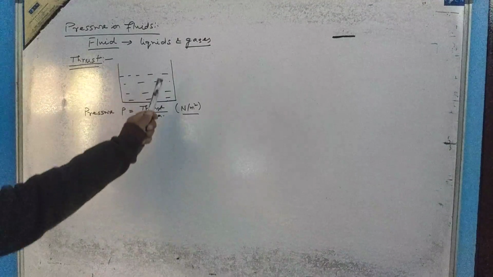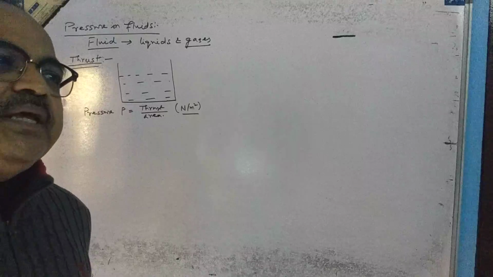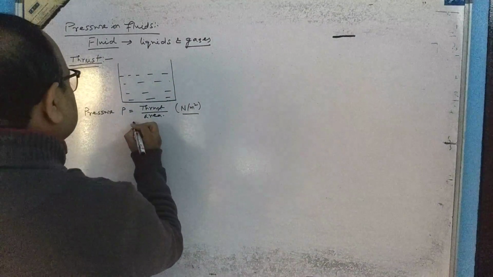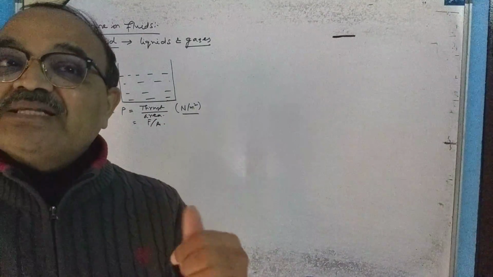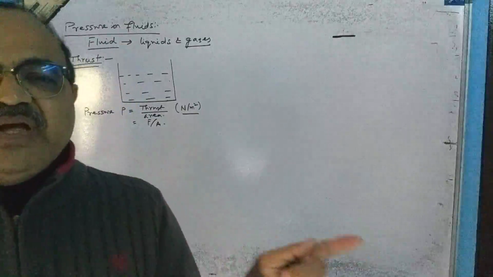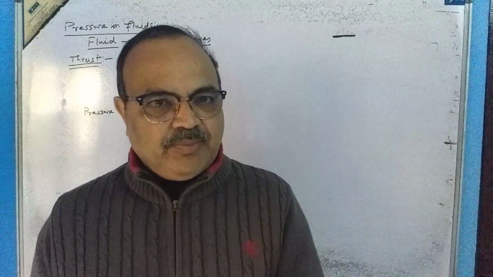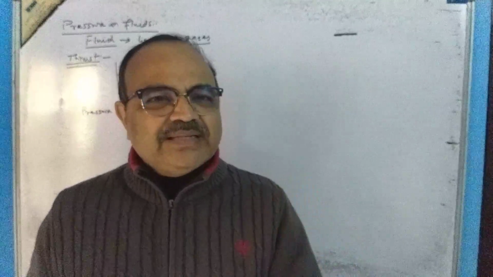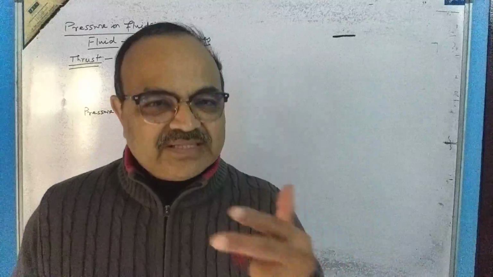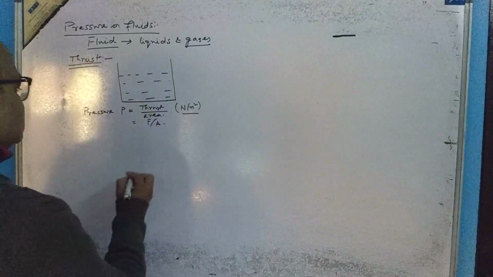Now suppose it is a still liquid. In which direction will the thrust, or the force, be acting? Thrust is a type of force, F by A. So how will the thrust be acting in a still liquid? I am talking about the still liquid. We are not considering the flow of the liquid at this moment. That will be fluid dynamics, but this is fluid statics, hydrostatics.